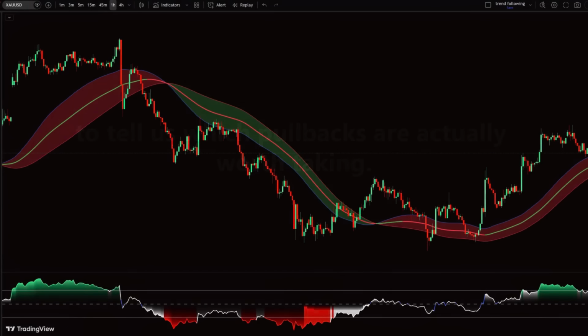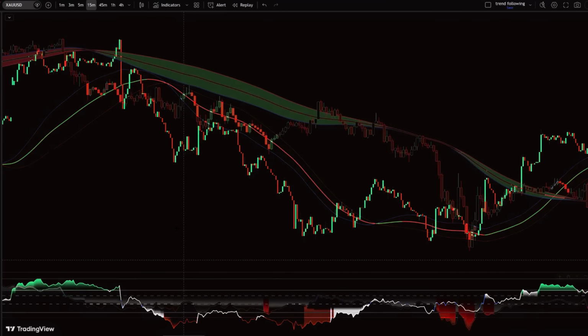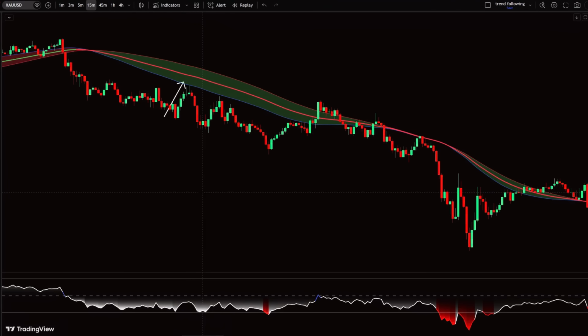So now we know something important. The EHMA ribbon is excellent at telling us where we should be looking for trades, but it's not enough to tell us which pullbacks are actually worth taking. Look under the chart. Price pulls back, but the indicator stays strong. Price pulls back almost the same, but underneath, something is already changing. Let's compare a few more.